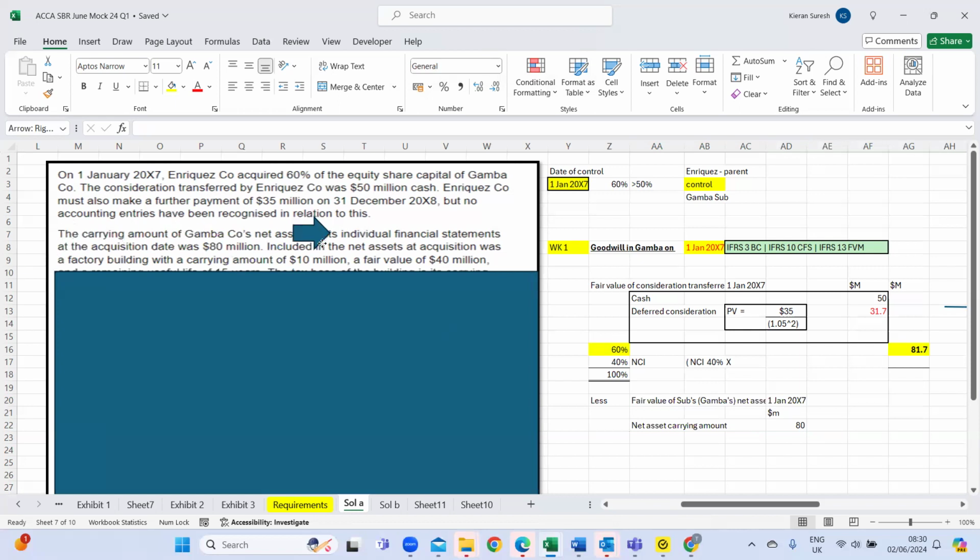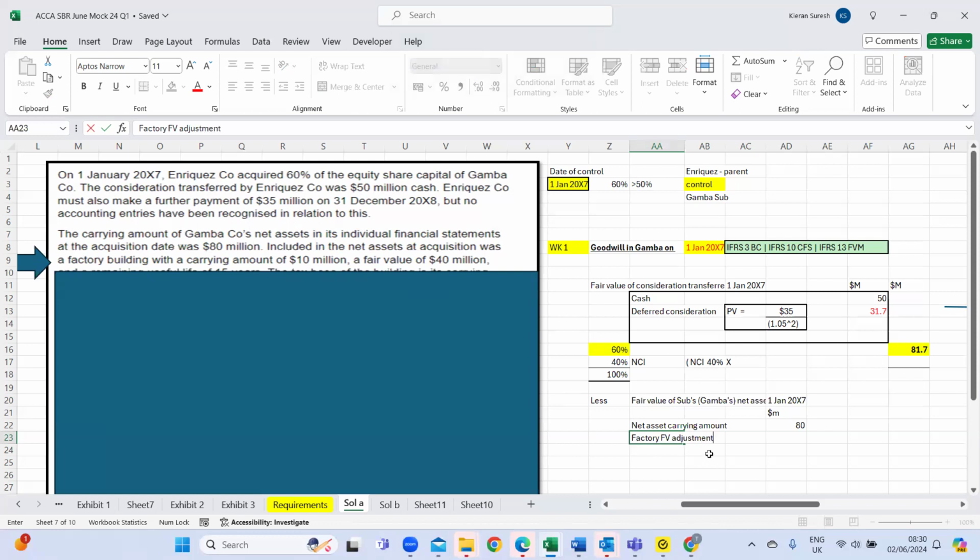So what was the change? The fair value was 40. Already 10 has been accounted in, so we only need to add the figure that was missed, which was the 30, to bring the fair value to 40. So the missing figure is 30 to bring this 10 to 40. So this is the fair value adjustment. This is the factory fair value adjustment.